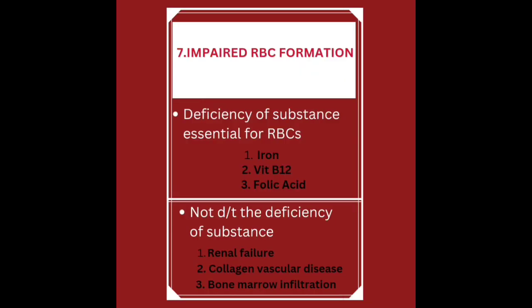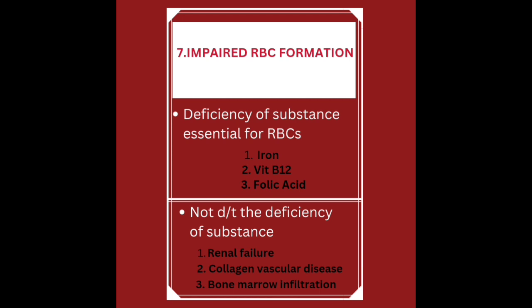Diseases with impaired RBC formation are further divided into two categories. Number 1, deficiency of the substance essential for RBCs, for example iron deficiency, vitamin B12 deficiency and folic acid deficiency. For iron deficiency, you have to ask about the history of pica intake, and for vitamin B12 or folic acid deficiency, ask about soreness of tongue, numbness, loss of sensations.